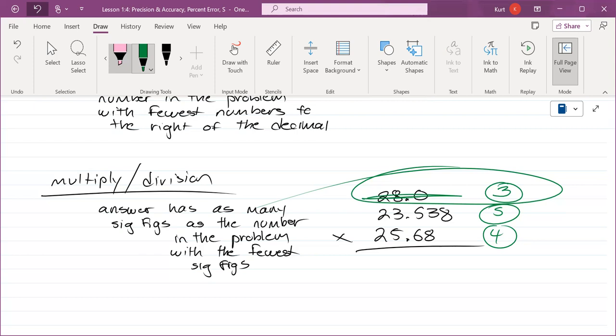Okay, so how many numbers after the decimal are there? How many are after the decimal here? So your answer will have as many numbers after the decimal as the number in the problem with the fewest. So which number has the fewest numbers after the decimal here? 3, 1, or 4. So your answer needs to just have 1.